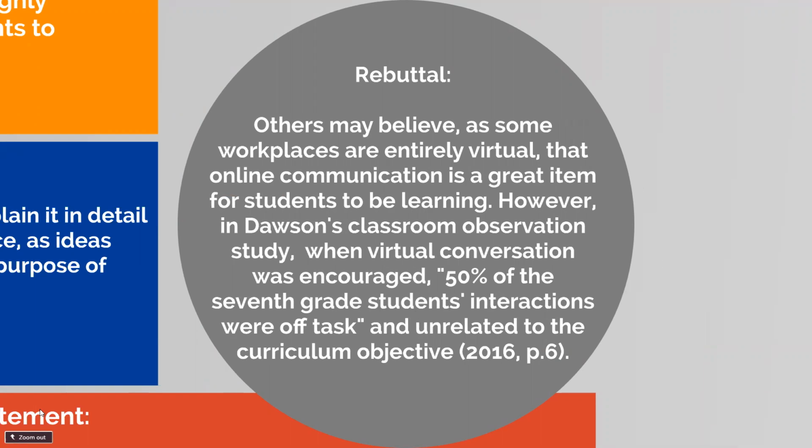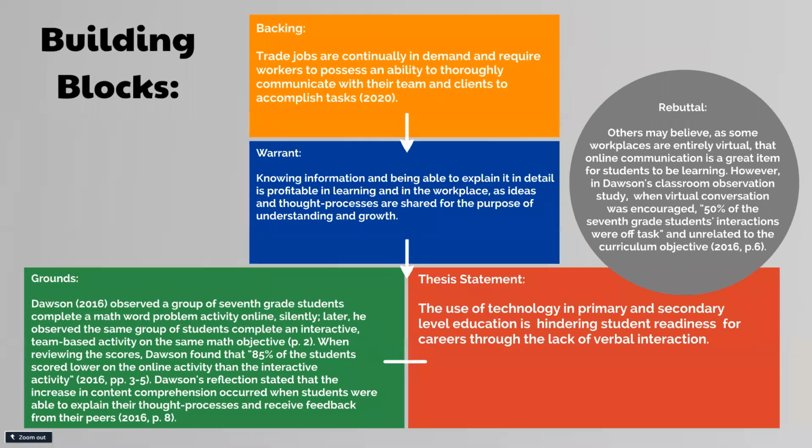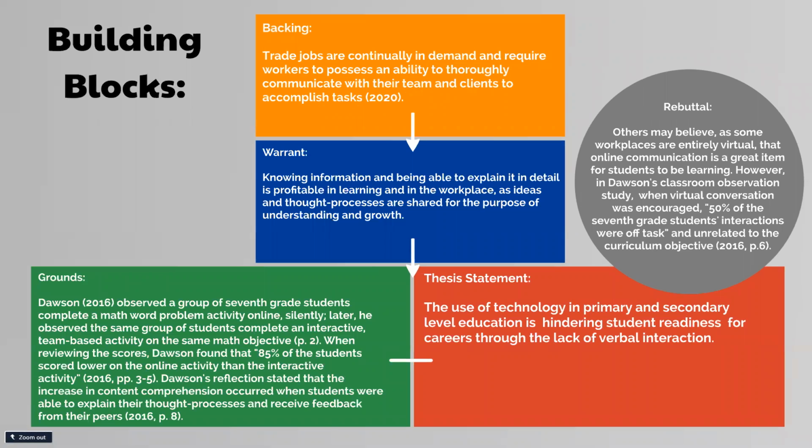So when we look back at the thesis statement and we look at our rebuttal, we see two items. We see the use of technology being a hindrance because of verbal communication, but in our rebuttal, we see that technology might be important because of the importance of online communication, because workplaces are more commonly remote in today's society, and that is growing. However, when they implemented that in the classroom, when that behavior was encouraged to communicate online, 50% of the students' interactions were off task and unrelated to that curriculum objective.